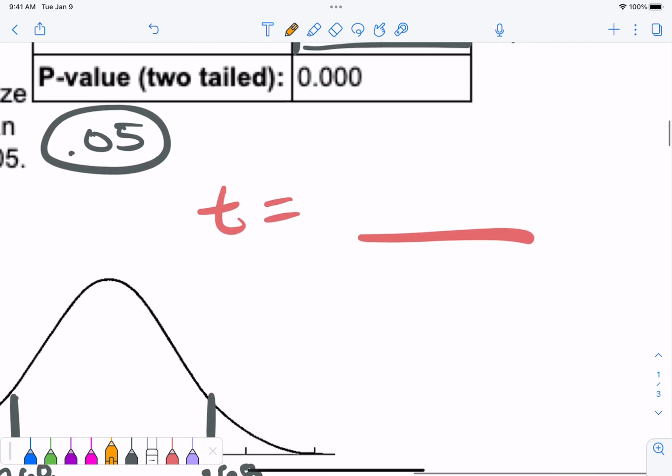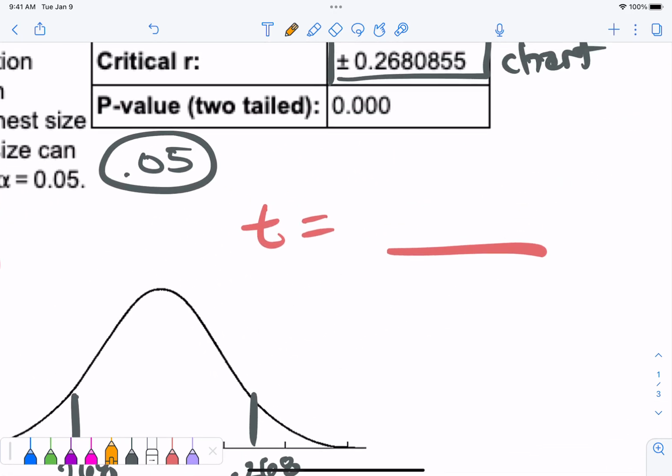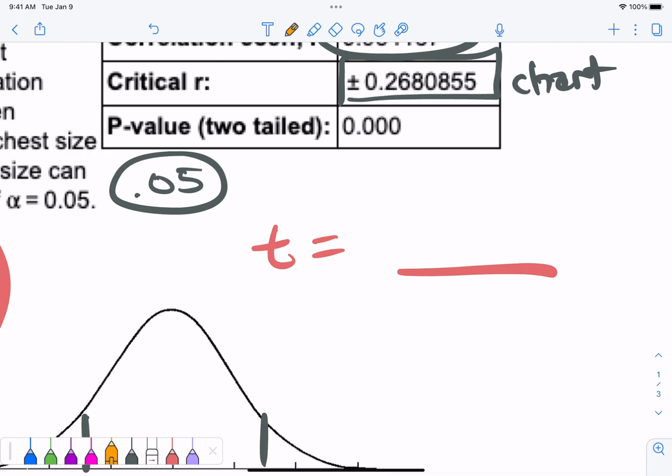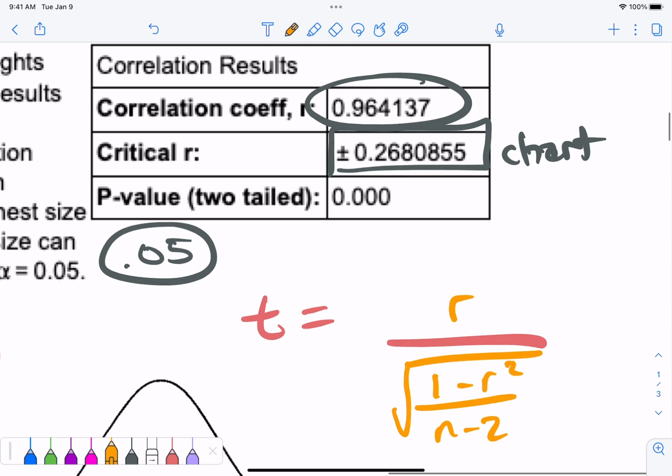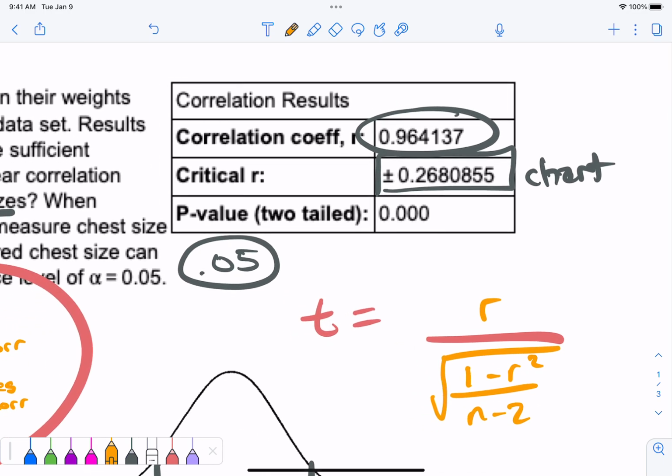You should have calculated a T value. The formula for T, I have to write that down. What's the formula for T? I don't know this. T, right here, is R times the square root of 1 minus R squared over N minus 2. Okay, let's fill it in. What's the R value that we use? They give it to us. 0.96413, right, from here they give us that R.